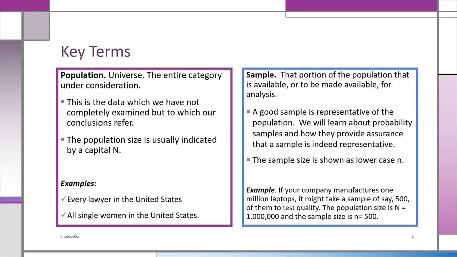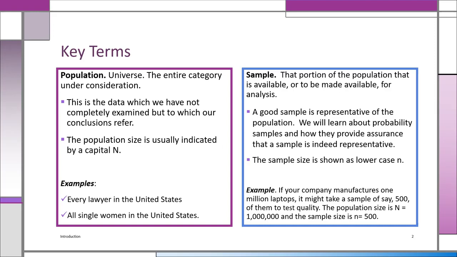I'm going to start with some key terms. The first term you must know is population. A population is the entire category under consideration. Thus, it could be every lawyer in the United States, if that's what you're studying. Or it could be every single woman. Or it could be every adult in the United States. But the entire category under consideration is the population.